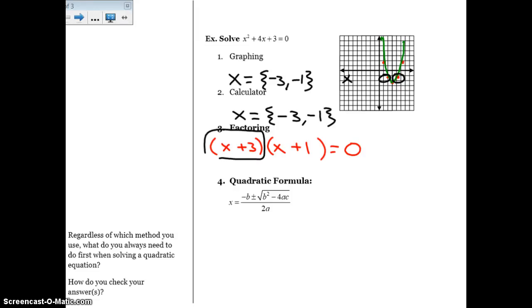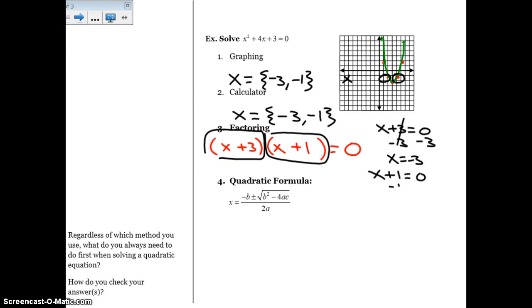So you're going to set it equal to 0, and you're going to solve. You subtract 3, and you get x equals negative 3. That sounds familiar, doesn't it? So that's, again, one of our solutions. And then you're going to set x plus 1 equals 0. Solve that.